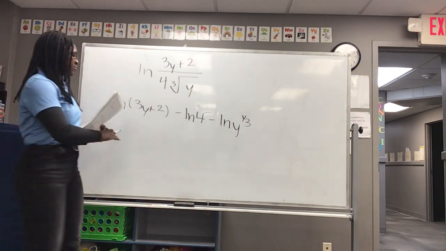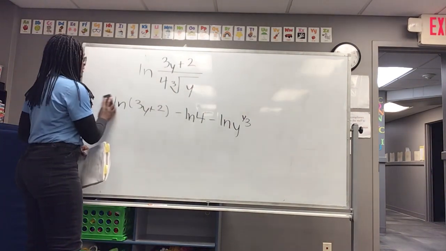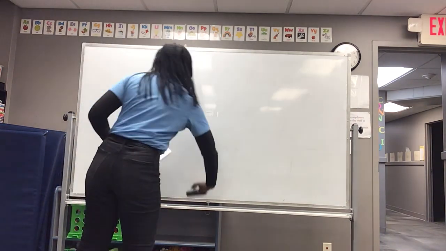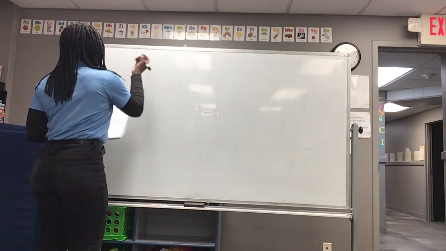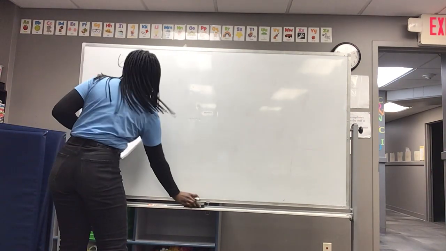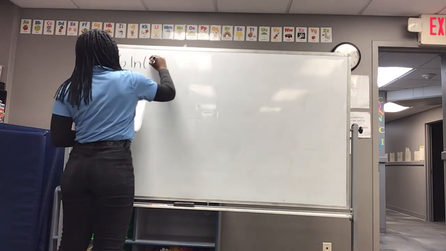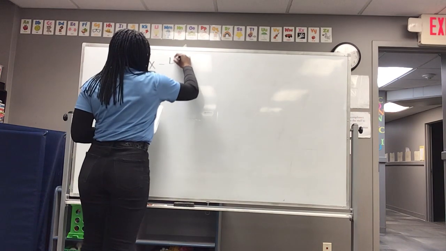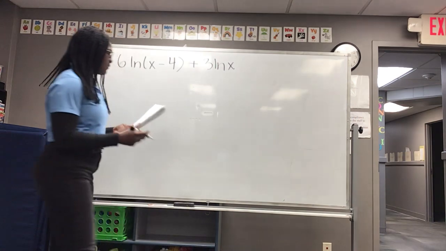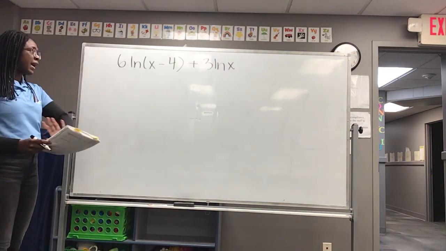Okay. So now we're going to do the opposite of expansion, which is condensing them. So kind of going backwards. But let's say I gave you this one, so 6 natural log x minus 4 plus 3 natural log x.